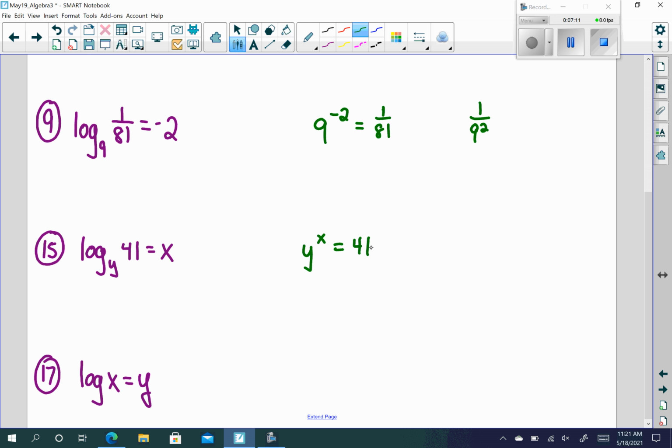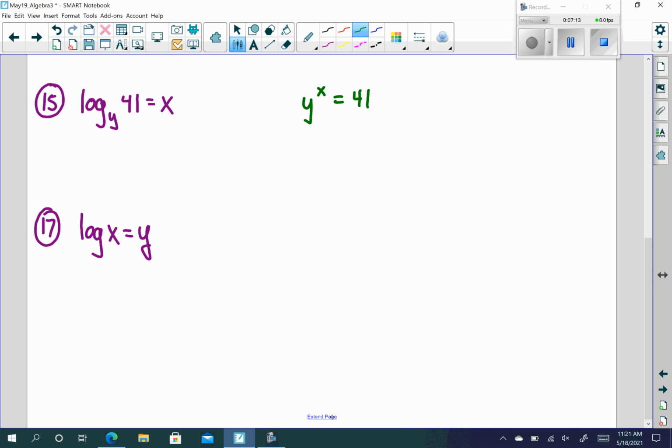Now for 17, notice there is no number here with the base. So when a base doesn't show up, it's always going to be a 10. So if we just have log but no base is indicated, it's always going to be a base 10. So here our base is 10. Our exponent would be the y, and then that would equal x. So 10 to the power of y is going to equal x.